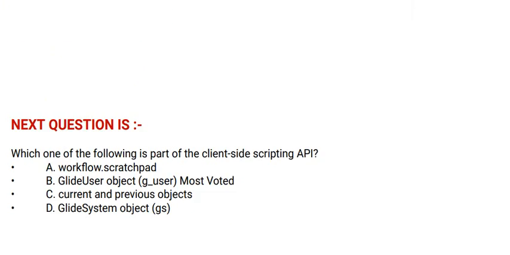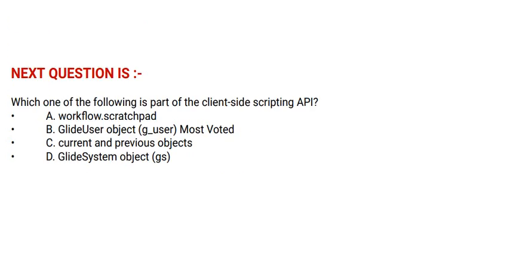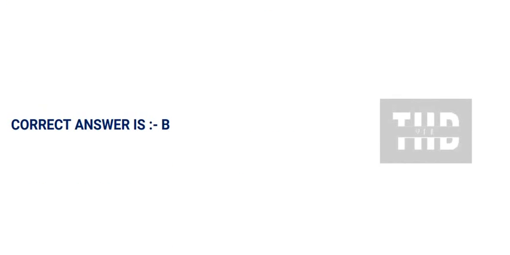Next question is, which one of the following is part of the client-side scripting API? Option A. Workflow Scratchpad. Option B. GlideUser object. Option C. Current and previous objects. And option D. GlideSystem object. And the correct answer is option B.